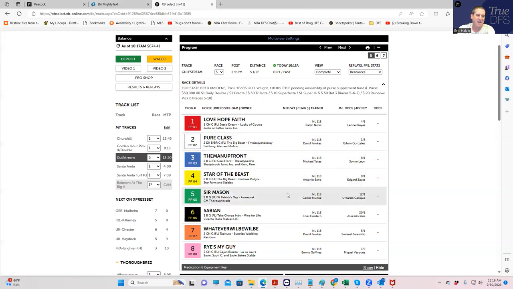I will say that the five Sir Mason is really good value at 12 to 1. I would go so far as to say that even over 7 to 1, it's pretty good value. So again, if you want to play pick threes, races three through five, three, six with six with five.